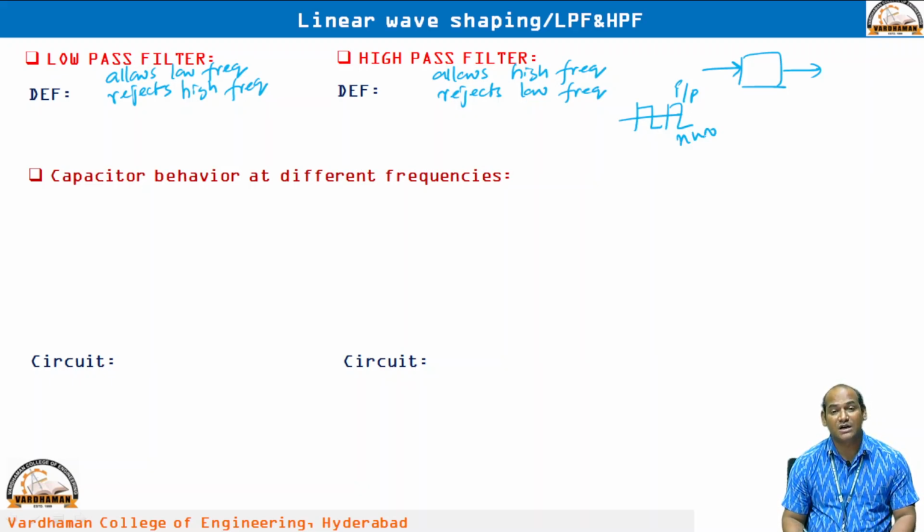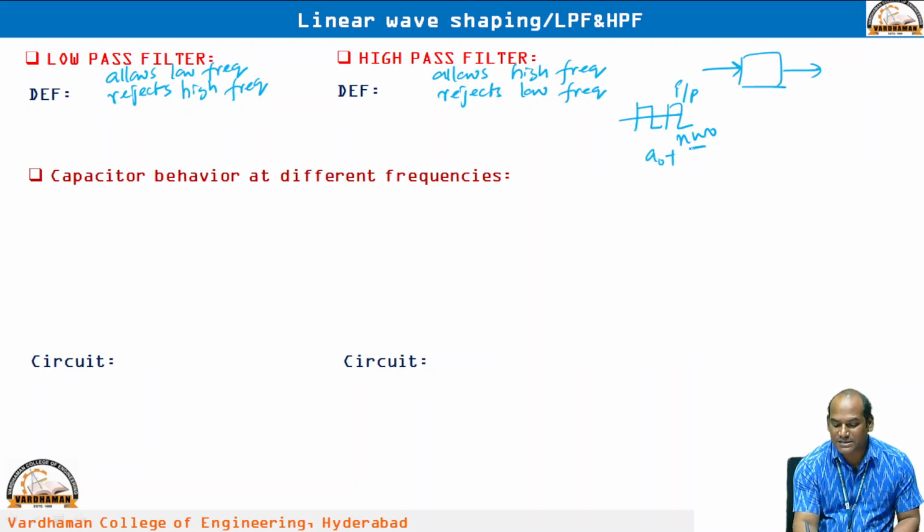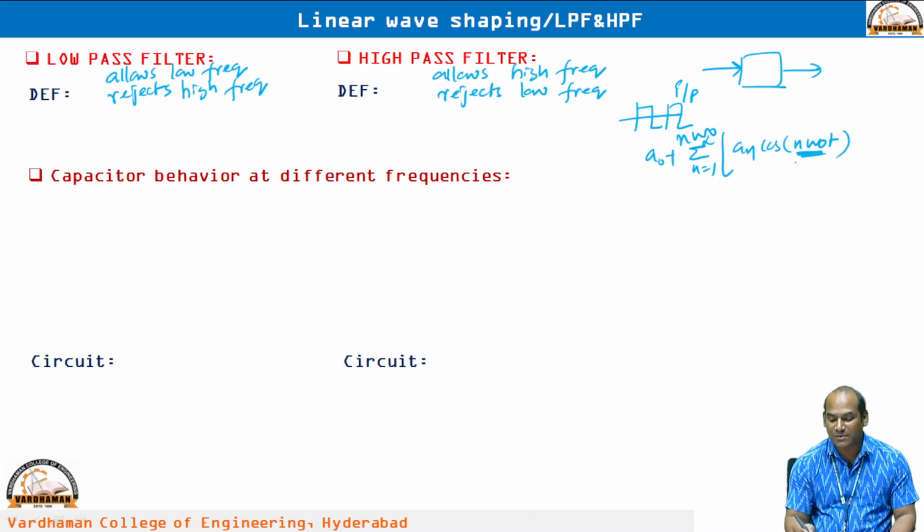If you observe the trigonometric Fourier series expression, for example, a naught plus sigma n changes from 1 to infinity a n cos n omega naught, where n omega naught is representing integer multiples of the fundamental frequency, and b n sin n omega naught. So, we are representing a single square wave signal in terms of so many cos functions and sin functions of different frequencies: omega naught, 2 omega naught, 3 omega naught, 4 omega naught, like that. So, what is the meaning of this?